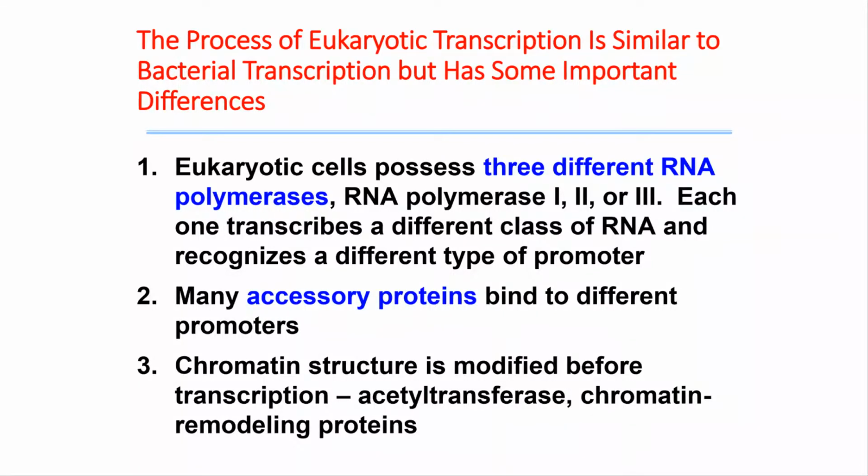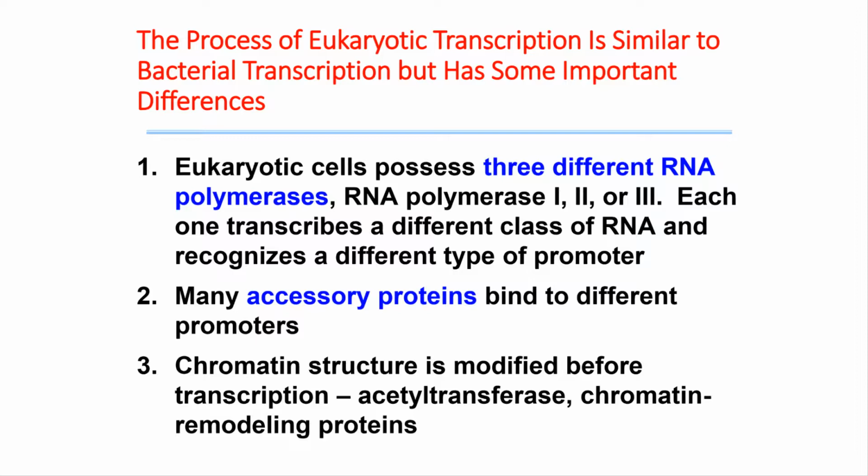The process of eukaryotic transcription has similarities to bacterial transcription, but it also shows differences. The similarities include, for example, stages such as initiation, elongation, and termination, which are similar to bacterial transcription. And there are many differences. Three of them are listed right here.